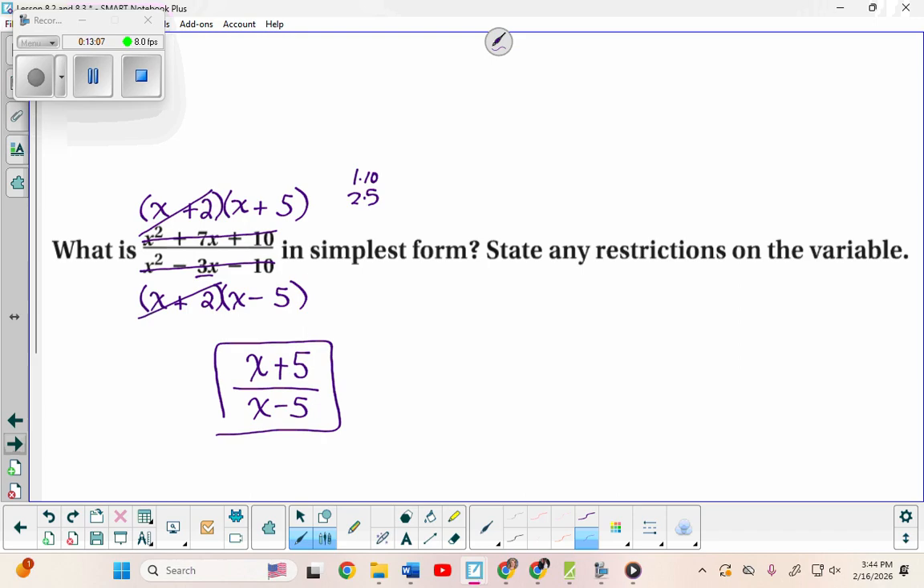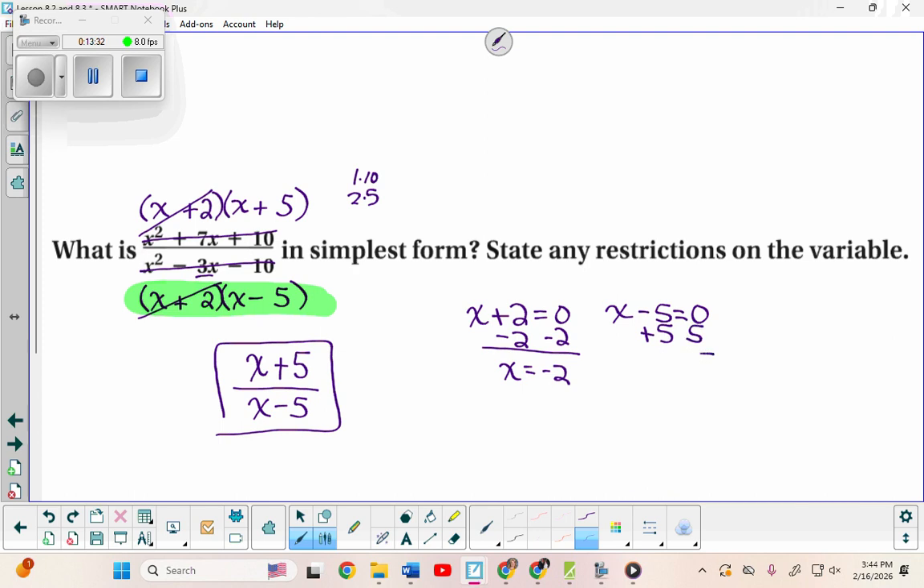So you have to think about what could make the denominator equal 0. What you can do is take each factor, x plus 2, and set it equal to 0. x minus 5, set it equal to 0. So if I solve that, x would be a negative 2. Solve this one, x would be 5.